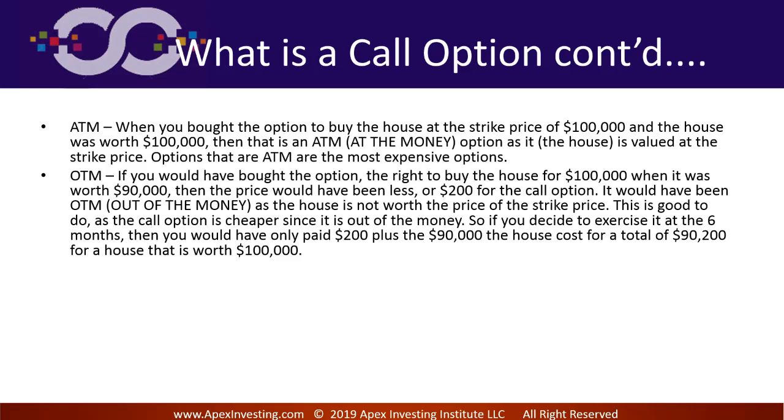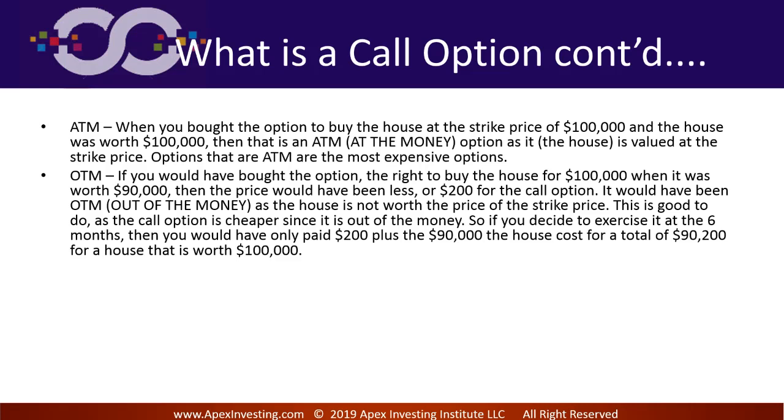Now, there's out of the money. So if you would have bought the option, say the right to buy the house for $100,000 when it was only worth $90,000, then the price would have been less. Let's say $200 for the call option. It would have been out of the money, as the house is not worth the price of the strike price. So this could be a good thing to do, as the option is actually cheaper for you. So instead of paying $1,000, you only pay $200. It's out of the money.